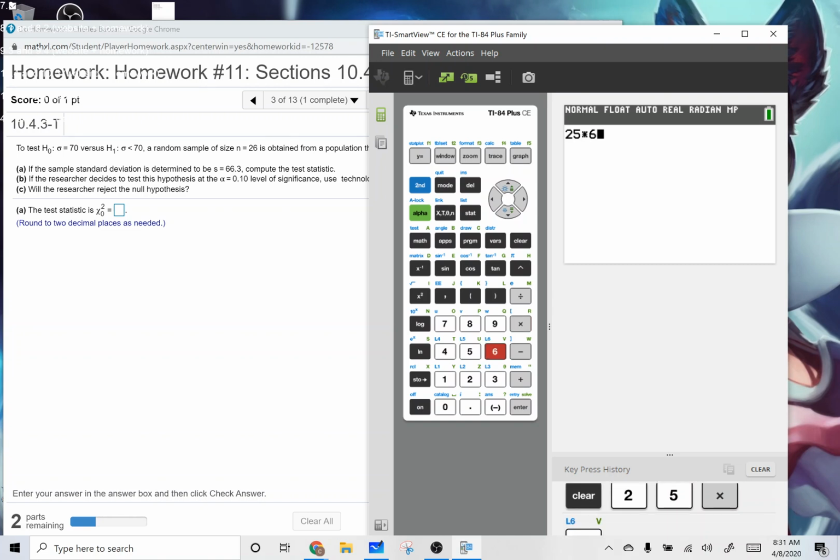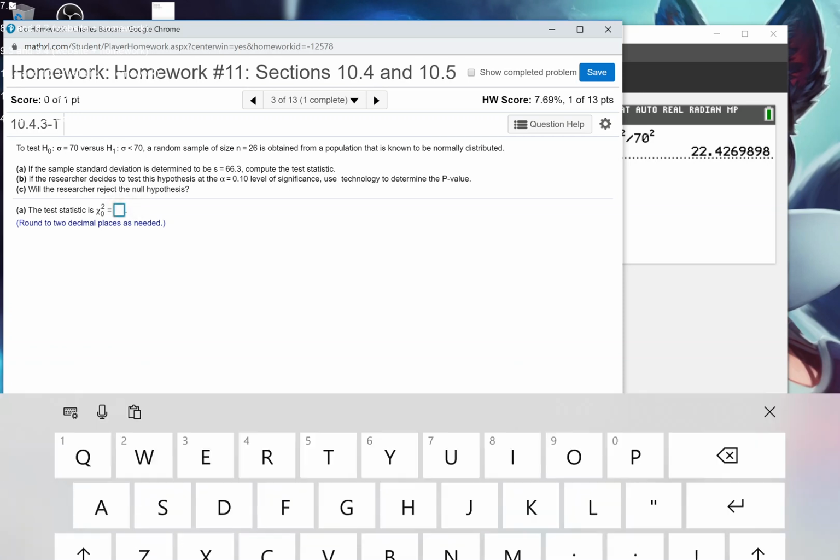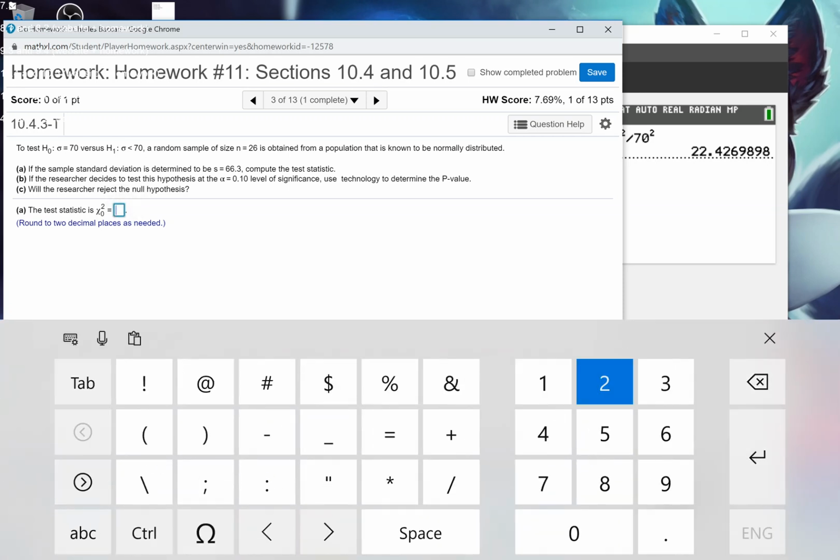is 66.3 squared divided by 70, the hypothesis test value squared. We get 22.43.